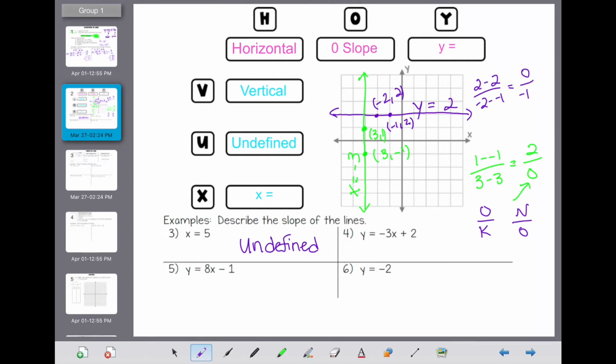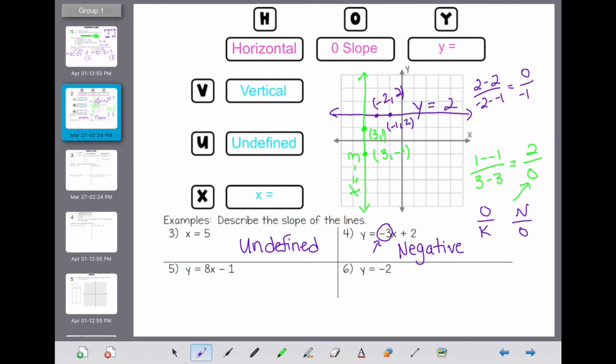In number 4, I have y equals negative 3x plus 2. So what I'm interested in is the negative 3. That's the part that tells me about the slope. If I'm looking at that line, if I were to have it graphed, I'd see that it is on a downward slope. So we say that it has a negative slope, which would be indicated by the negative number in front.